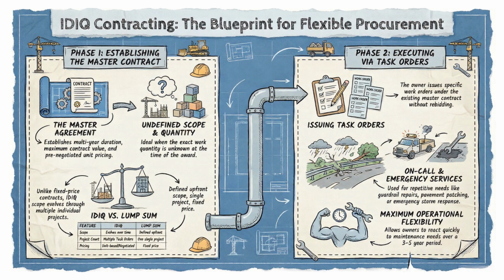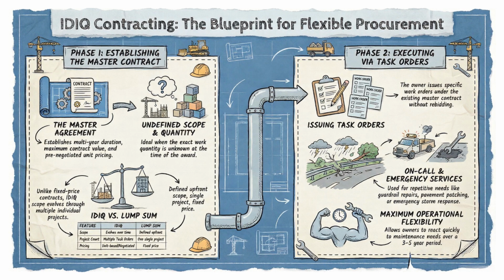Phase 2. Executing via task orders. Once the master contract is in place, the owner issues specific work orders under the existing master contract without rebidding. Issuing task orders. Work Order 1. Fix guardrails. Work Order 2. Patch pavement. Work Order 3. Emergency response, on-call, and emergency services.